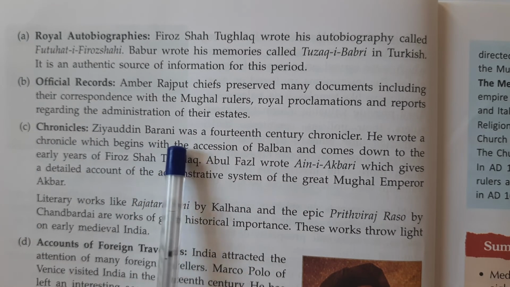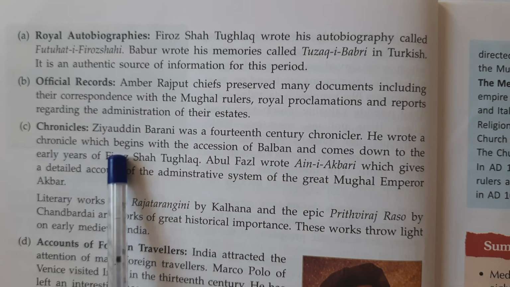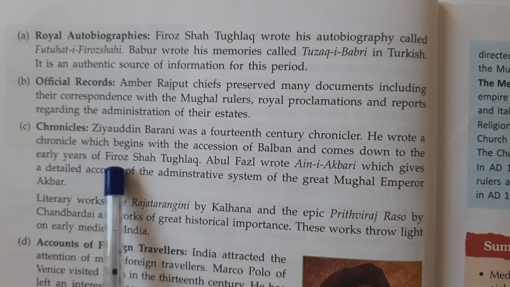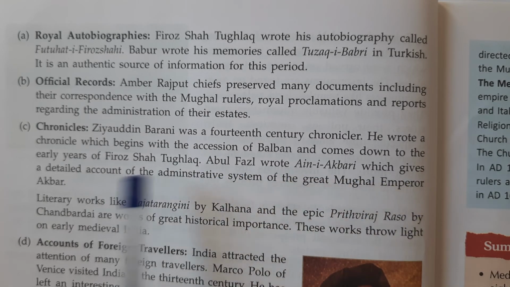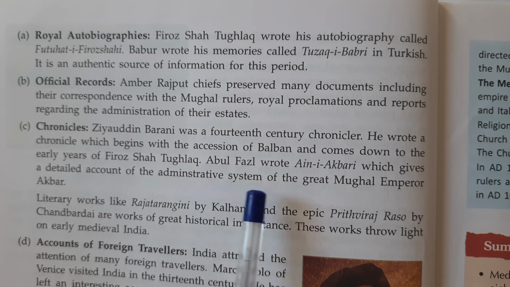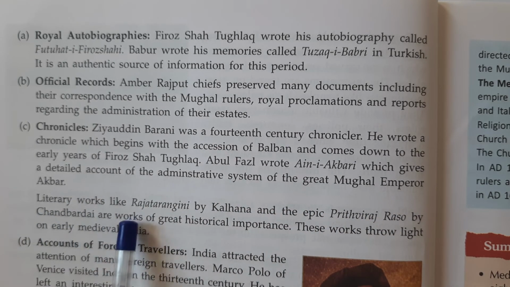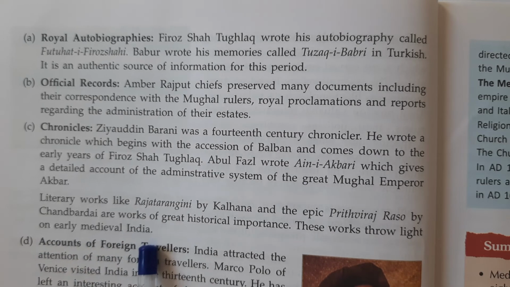Chronicles. Ziauddin Barani was a 14th century chronicler. He wrote a chronicle which begins with the accession of Balban and comes down to the early years of Firoz Shah Tughlaq. Abul Fazl wrote Aina-e-Akbari, which gives a detailed account of the administrative system of the great Mughal Emperor Akbar. Literary works like Rajatarangini by Kalhana and the epic Prithviraj Raso by Chandra Bardai are works of great historical importance. These works throw light on early medieval India.